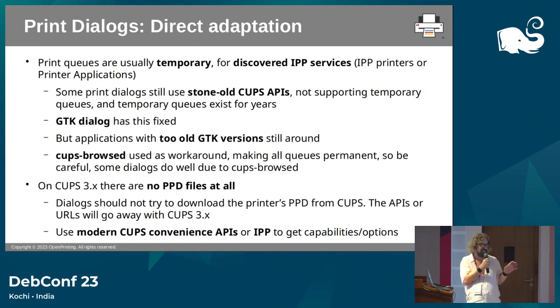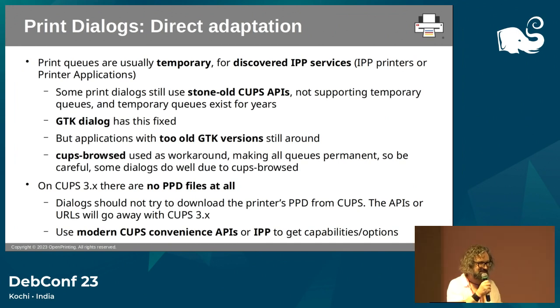The most common problem is that they use stone old CUPS APIs. So they do not support the temporary queues which CUPS creates when it accesses a driverless IPP printer. So you don't see the driverless IPP printers in these print dialogs. The only reason you probably see them in all print dialogs is cups-browsed, which, where CUPS would create a temporary queue, creates a manual permanent queue as a workaround so that all print dialogs work. And this workaround, which I introduced several years ago, I finally want to get rid of. The workaround will not work with CUPS 3.x anymore.